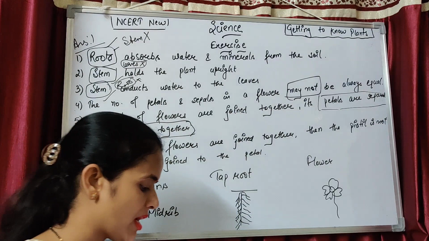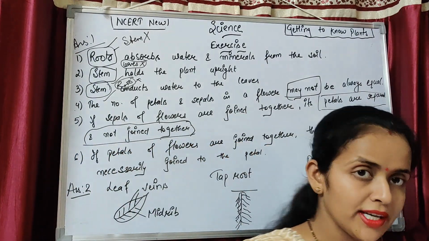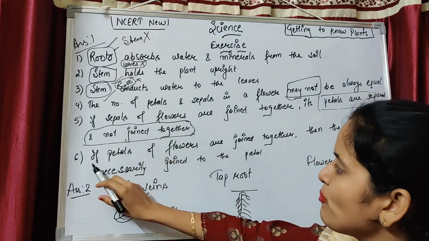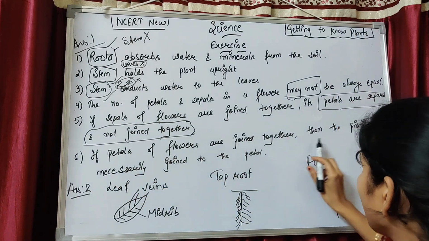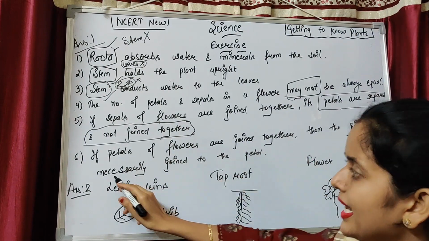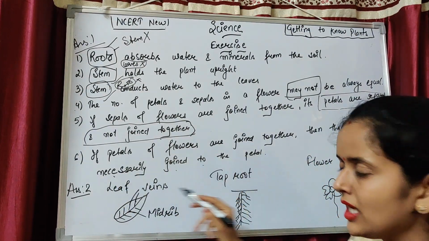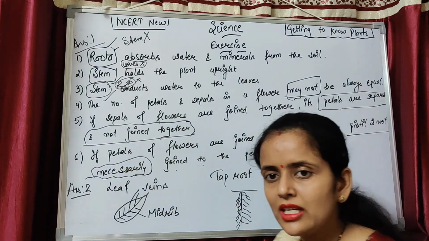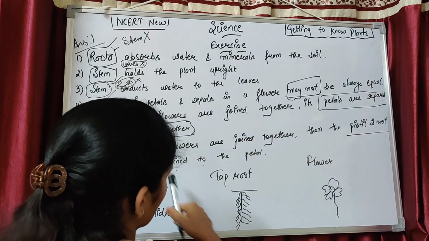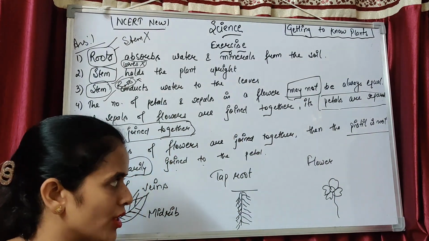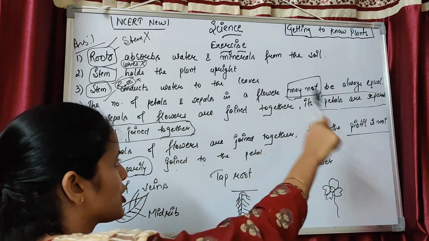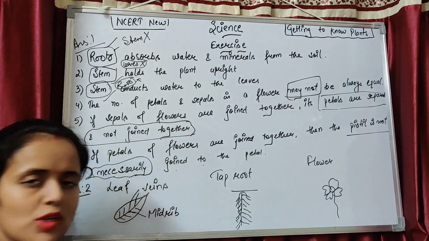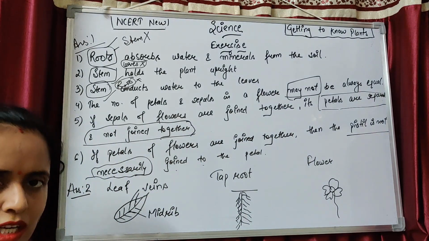Next part. If the petals of a flower are joined together, then the pistil is joined to the petals. If the petals of a flower are joined together, then the pistil is not necessarily joined to the petals. Clear? It is not necessary for the pistil to join to the petals. Question number first clear to all of you?